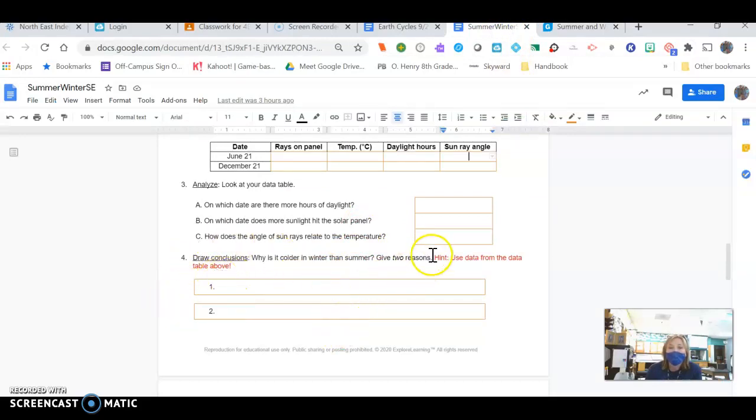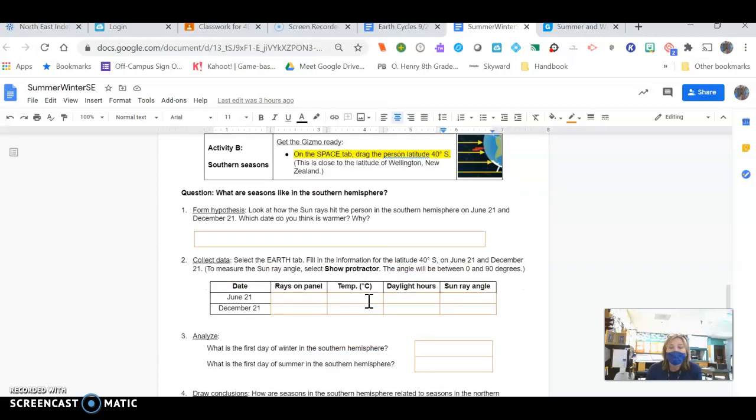For number 4, I put a hint. Use your data table, this data table from above here, to help you come up with your answers. Now I'm quickly going to go to the next one. You need to make sure that you get the gizmo ready. If you don't get the gizmo ready, you will get the wrong answers.